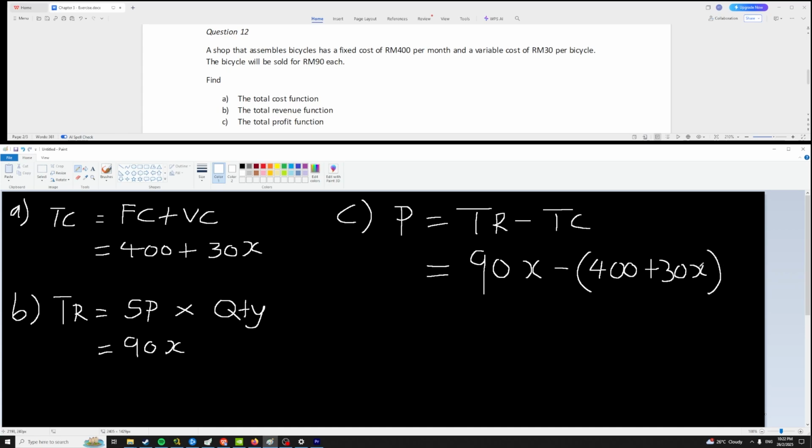X is basically the quantity sold. If they sell 100, it is the same as the quantity sold and also the variable cost. The quantity sold and the variable cost are actually interrelated. So this is the profit function, but we can still simplify it.